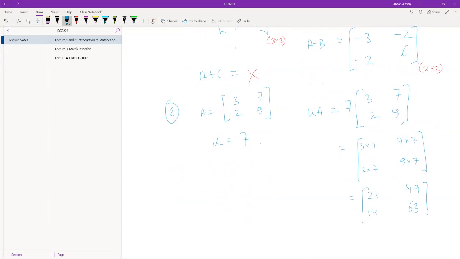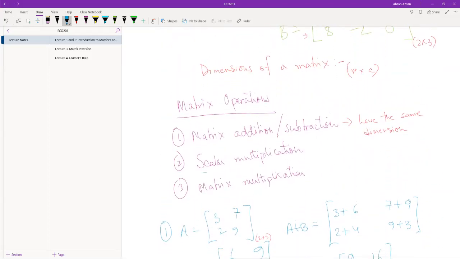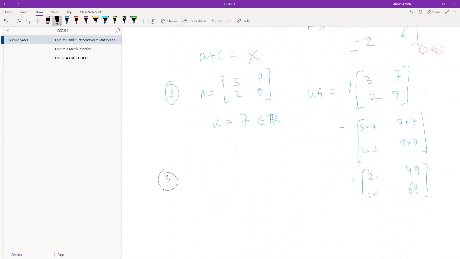And that's it. K can be anything, any number. As long as K is a real number, plus, minus, whatever, we can do this. So that is scalar multiplication. Just remember, scalar is when we're multiplying a matrix with a number. It doesn't even have to be a whole number. It can be 0.5, it can be 0.78. So the first 2 are done. Matrix multiplication is a little bit tricky. Okay, so let's start with matrix multiplication.